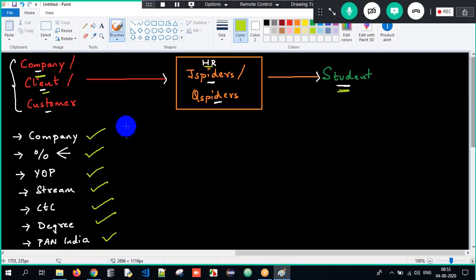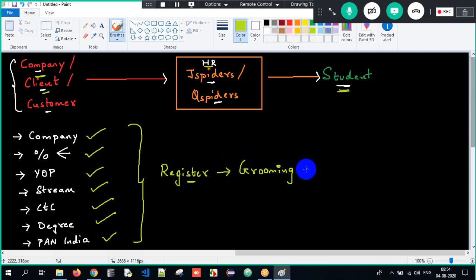So based on all the information he has given, if you are eligible, you have to register for the company. Once you have registered, next, grooming will happen. Once grooming has happened, you will attend the interview.